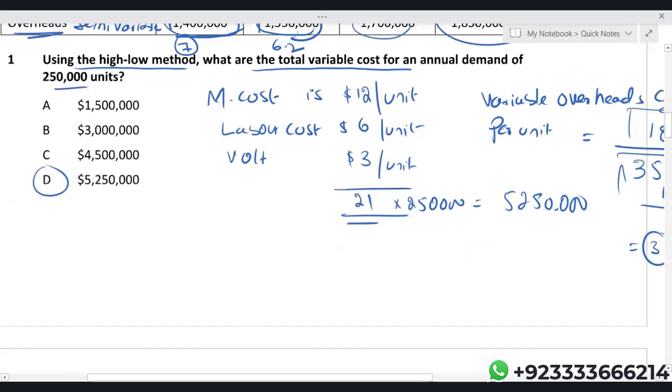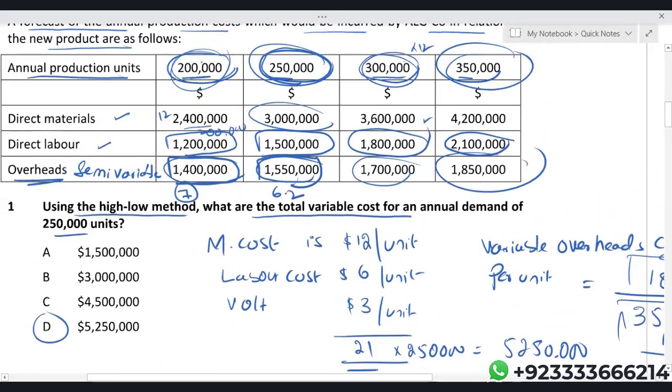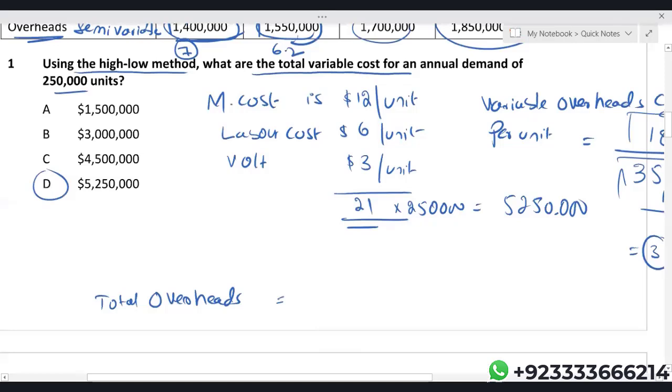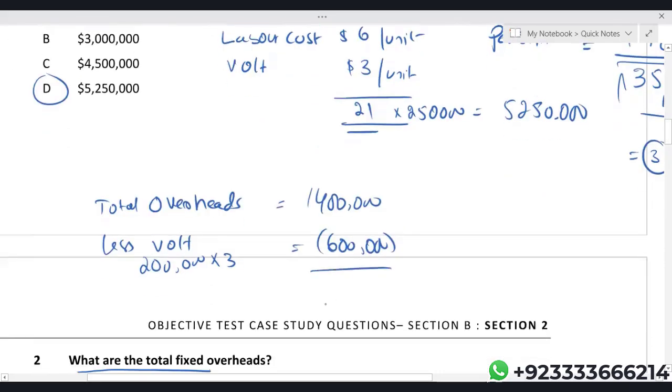So we need to find out the fixed overheads. Just take the total overheads. Let's say I'm taking total overheads at 200,000 units. Even if you take 350, no issue at all. Total overheads at 200,000 units are 1.4 million, less variable overhead: 200,000 units multiplied by 3, which is 6 lakh. So basically the fixed overhead is 800,000.